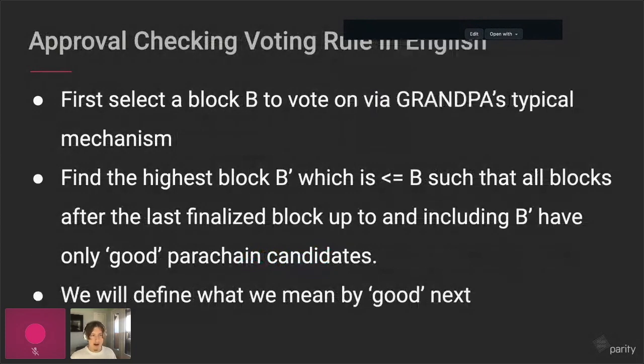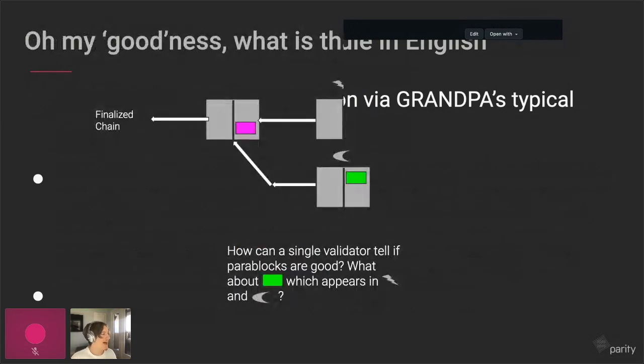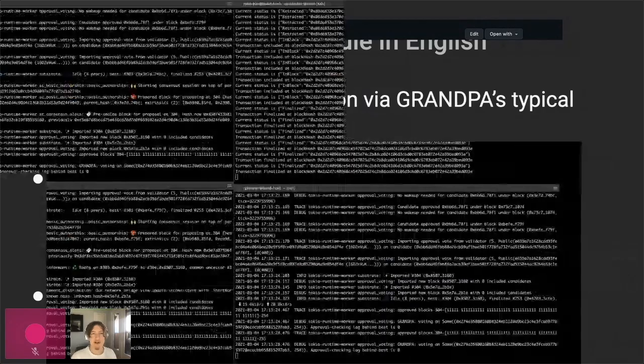So to sum that up in English, we want to select a block B to vote on, a relay chain block, which is just going to be the longest chain. We're going to find the highest ancestor of that chain such that all blocks between the last finalized block and that ancestor only contain good parachain candidates. And then we vote to finalize on that. But this is only a short session, so what I'm going to do now is come over to the terminals.